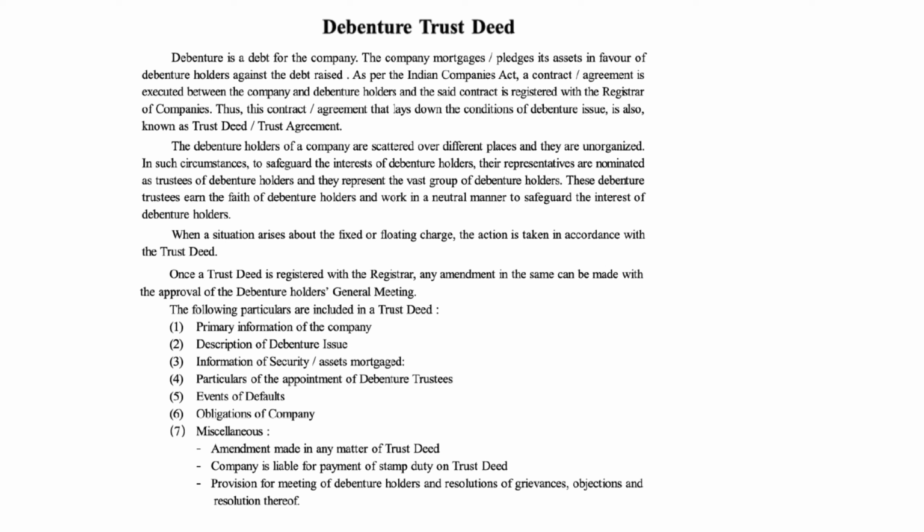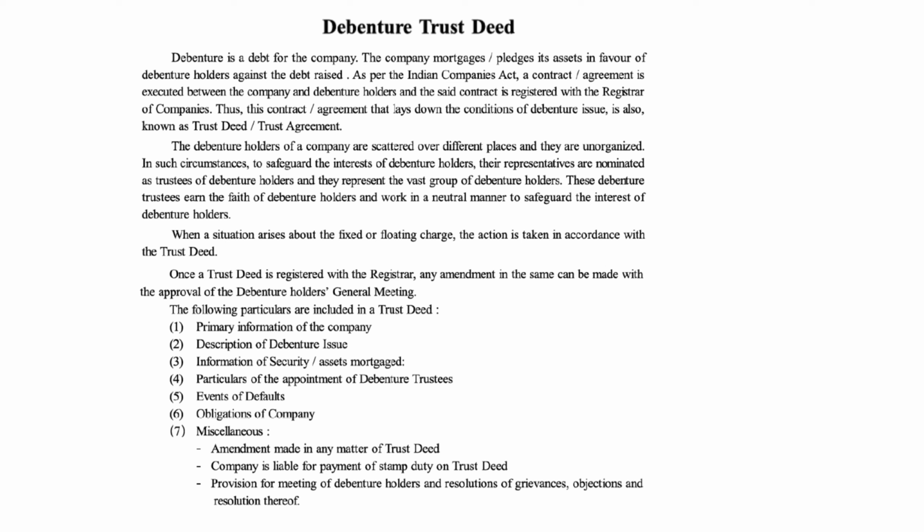Next, the securities or the assets mortgaged will be mentioned in detail in the trust deed. Next is who will be the first trustees the company has appointed. Their names will be mentioned, and the appointment of the subsequent trustees. What will be the procedure for appointment of the next trustees, that will be mentioned.